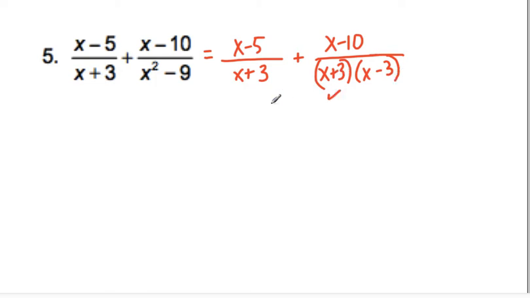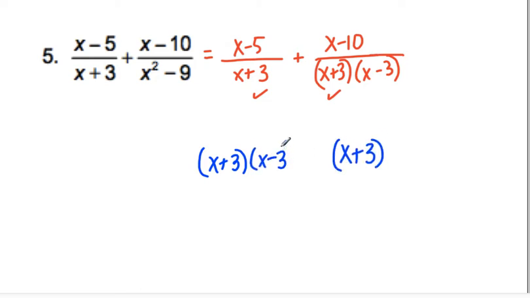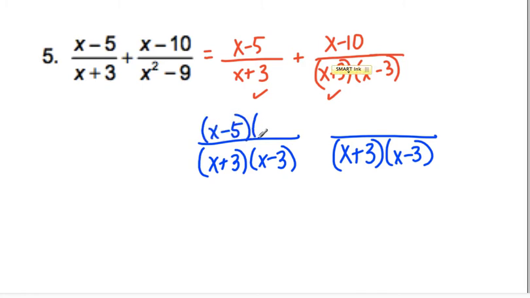Because what do you notice? I have an x plus 3 in both. So my LCD would have to contain an x plus 3 for both of these. One will do it, and then an x minus 3. Okay. Now how did I get from x plus 3 to this down here? I multiplied the bottom by x minus 3, so I multiply the top by x minus 3. And then this one didn't change, so I'm going to have an x minus 10.